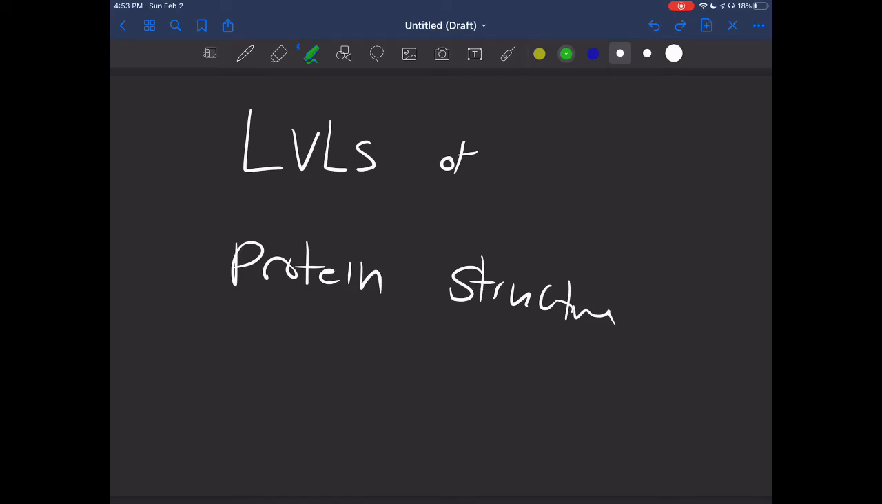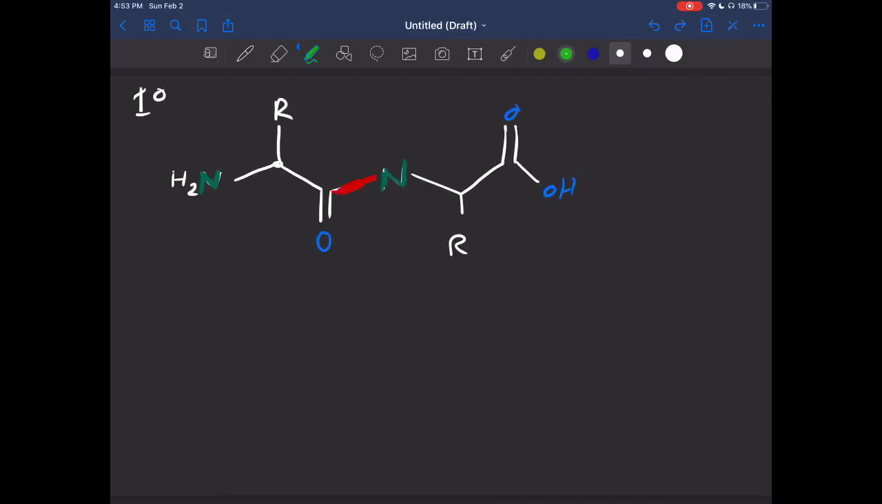It's Attorney, it's our tutor, and today we're going to be talking about levels of protein structure. So first off is going to be primary structure. Basically, primary structure is made up of peptide bonds, and these are covalent interactions between the amino group and the carboxyl group of two adjacent amino acids.